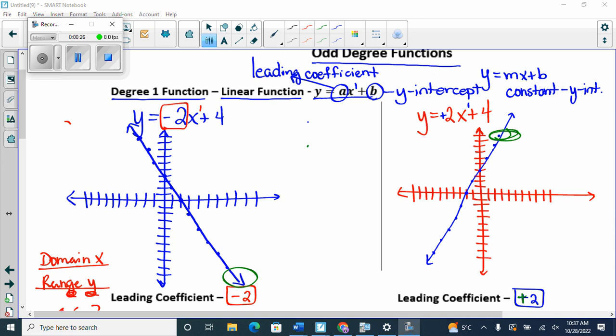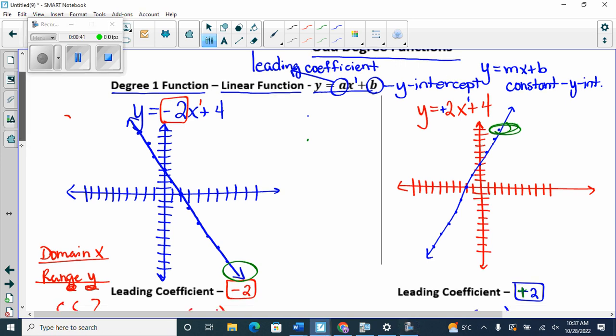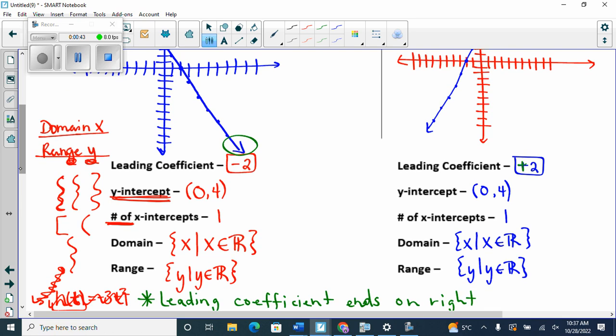So the odd degree functions disco and end in opposite directions. But our leading coefficient sign tells us how it ends, up or down on the right. And then our constant at the back, we talked about, that was always our y-intercept. And then we said our domain and range were x ∈ R, y ∈ R.